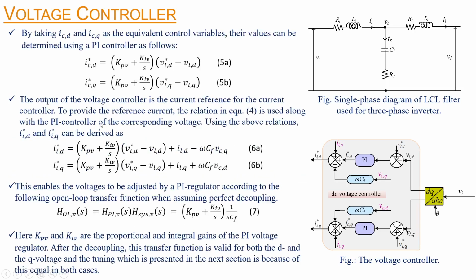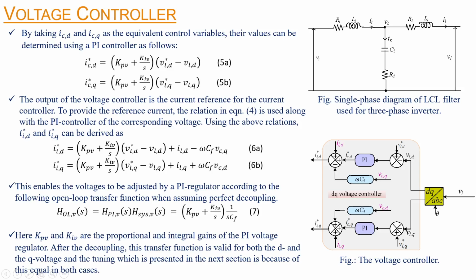Now we take ICD and ICQ as the equivalent control variables. Their values can be determined using a PI controller, which is given by equation 5. The output of the voltage controller is the current reference for the current controller. The relation in equation 4 is used along with a PI controller of the corresponding voltage, and using the above relation we get the reference current that is coming from the output of the voltage controller.